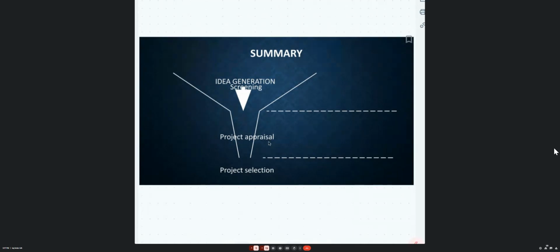So that's the project appraisal. This is the point whereby we are shortlisting the projects based on the criteria that we've just mentioned above, to do with finance, to do with environment. That is what is actually used to shortlist the projects. And then of course, finally, we do the project selection from the shortlisted projects.